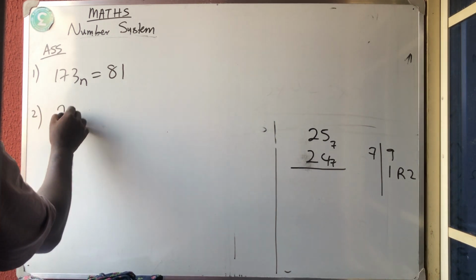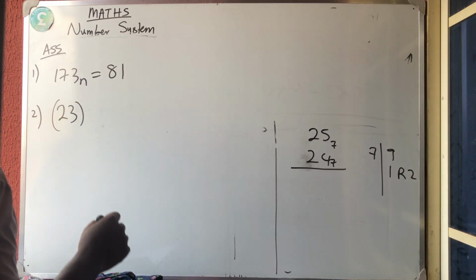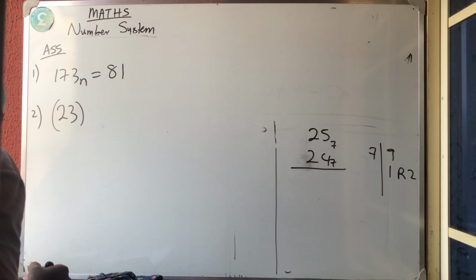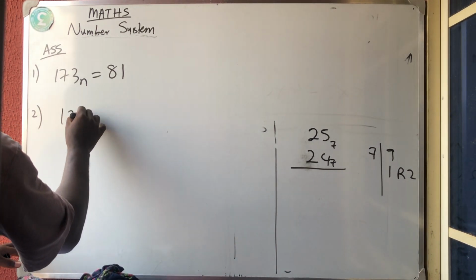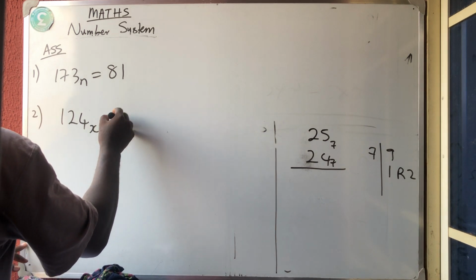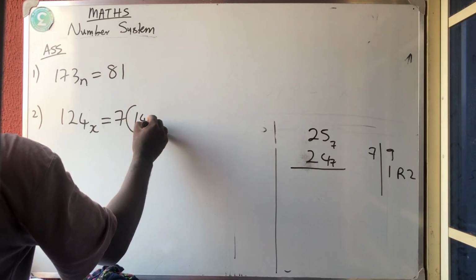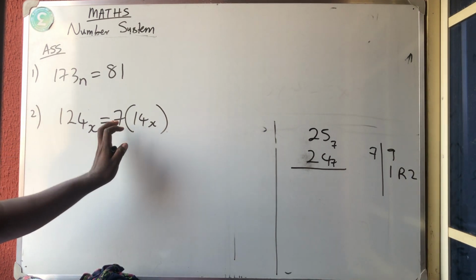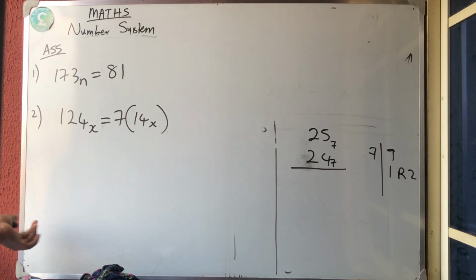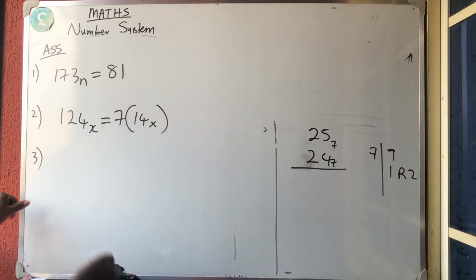Number 2 said 23 in base x. Okay, we have solved that one. This one said 124 in base x is equal to 7 bracket 14 in base x. So just convert this one. Once you are done, multiply everything by that 7. It's very simple. So number 3.